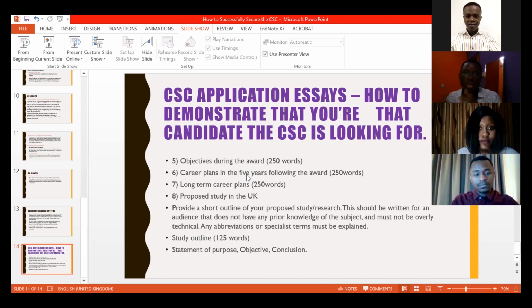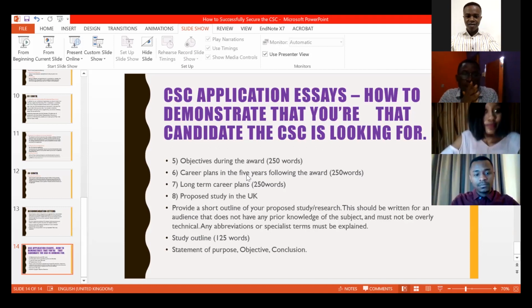State it there. Are you going to be getting a job? Are you going to be going into entrepreneurship? Are you going to be starting up a non-governmental organization? Whatever you think you're going to be doing during those 5 years after your award, you should state it there, and then be detailed as much as possible.